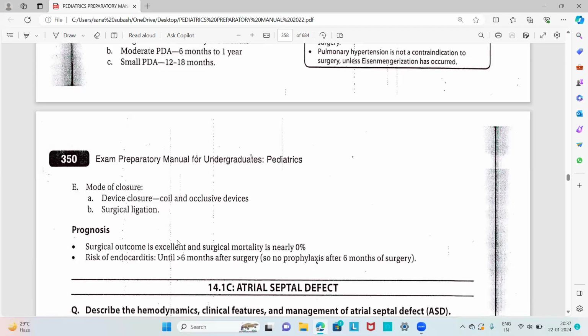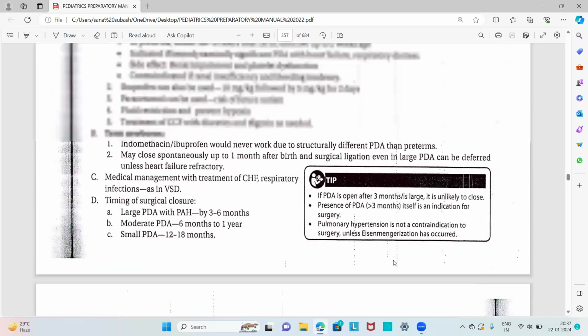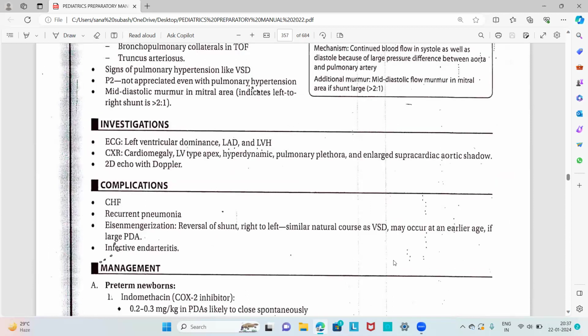The surgical outcome is excellent and surgical mortality is nearly 0%. The risk of endocarditis persists until 6 months after surgery, so there is no prophylaxis after 6 months of surgery. So these are all about the patent ductus arteriosus.